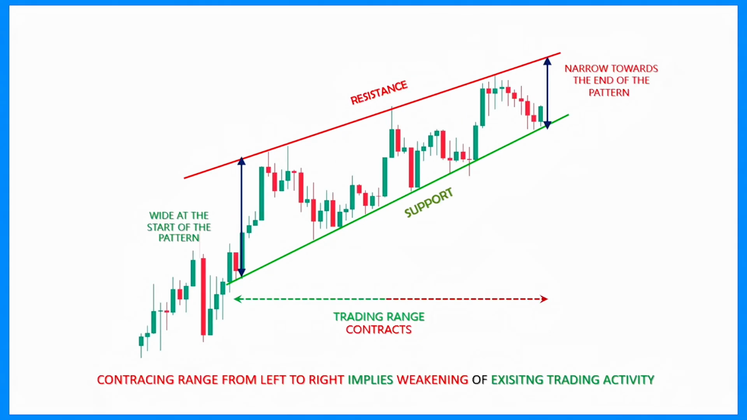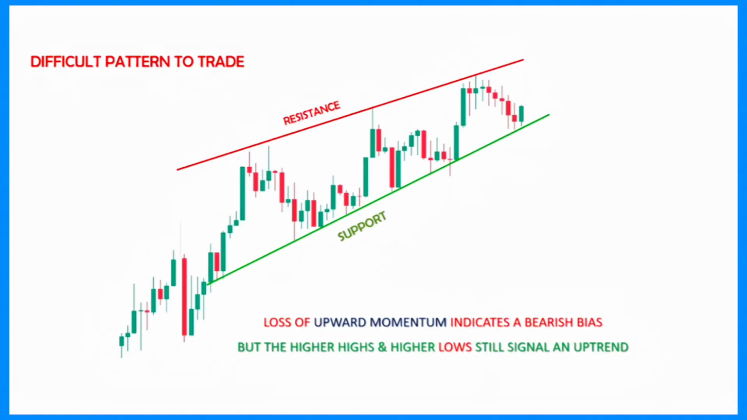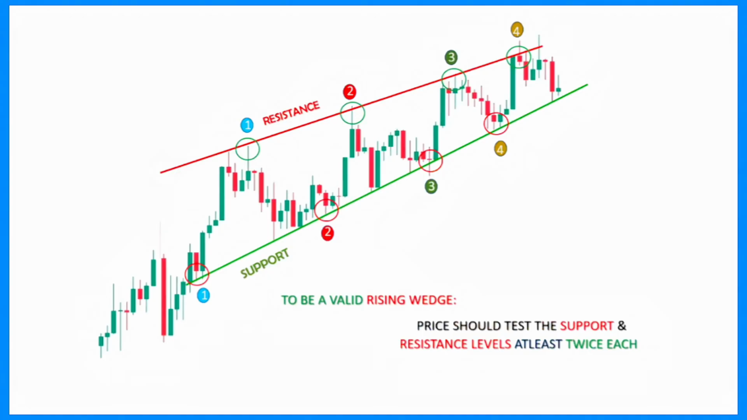The contraction in price range from left to right signals a loss of momentum in the current uptrend, making the rising wedge one of the most deceptive patterns for beginners. While it looks like an uptrend continuation, it's actually preparing for a bearish reversal. To confirm a valid rising wedge, the price should touch both the support and resistance lines at least twice.